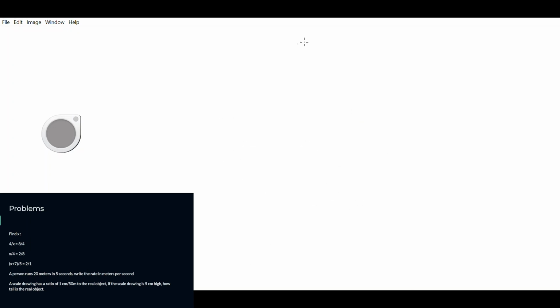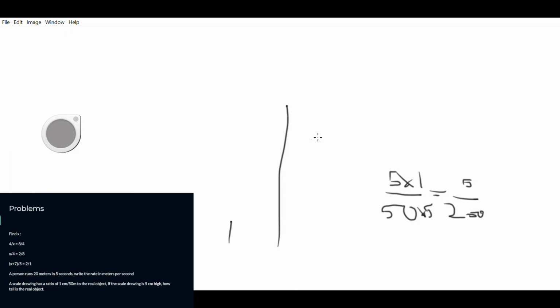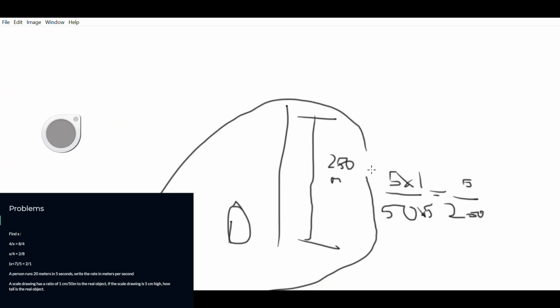And for the next one, a scale drawing has a ratio of 1 centimeter to 50 meters. If the scale drawing is 5 centimeters, then how tall is the real object? So we would just do 5 times 50 to get 250, which basically means that if this is 5 centimeters, then this is 250 meters. So remember your units and make sure you have the right unit.